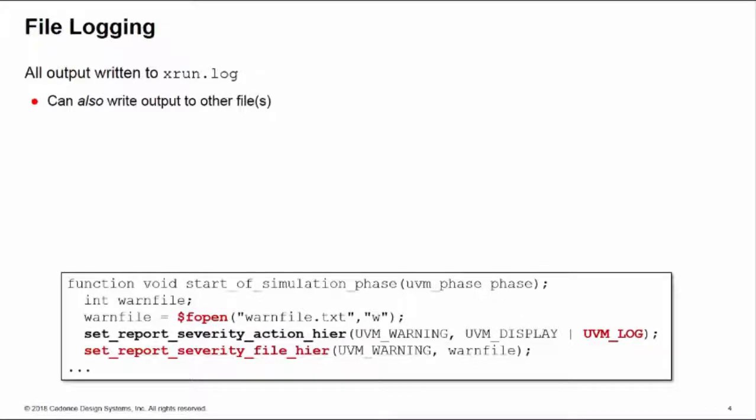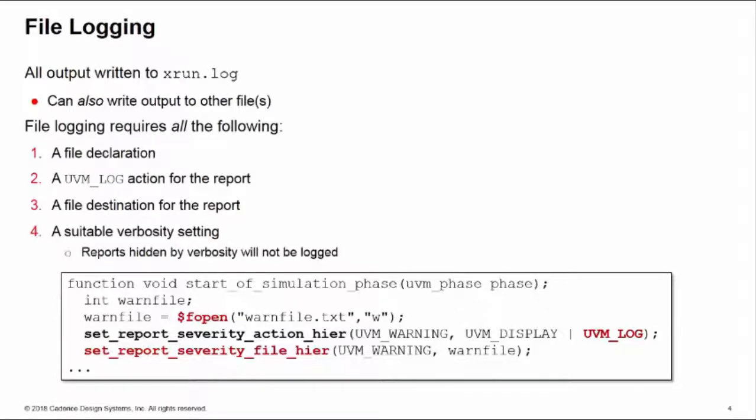Now remember, all of our output is written to xrun.log or irun.log with the Cadence simulator, but we can also write the output to other files. Now to log our reports, we need four separate things, and we need all of these. First of all, we need to have a file declaration. So here I'm using Verilog 2001 syntax to call an fopen to associate the warnfile.txt in write mode with the local file identifier warnfile.